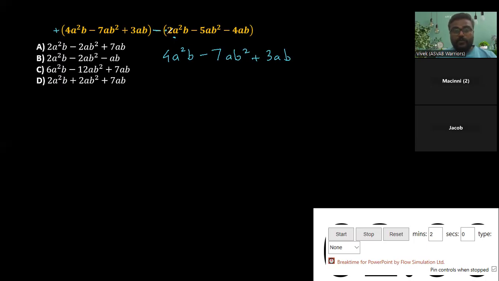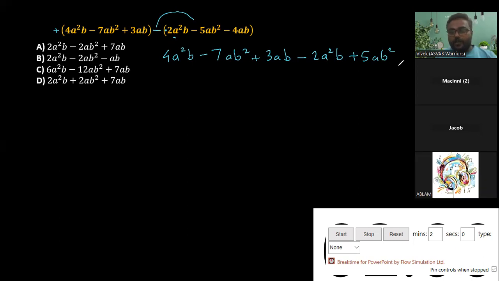So here it was positive, it will become minus 2a square b. Because here it was negative, it will become positive 5ab square. And here it was negative, it will again become positive 4ab.